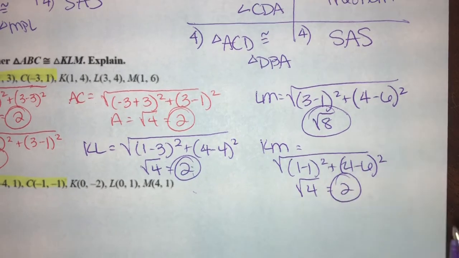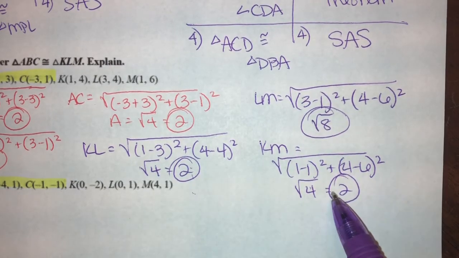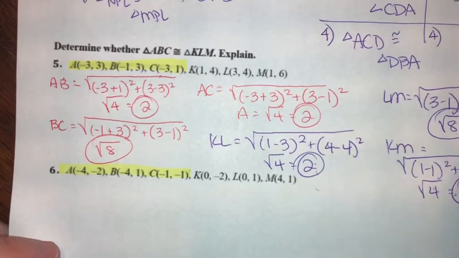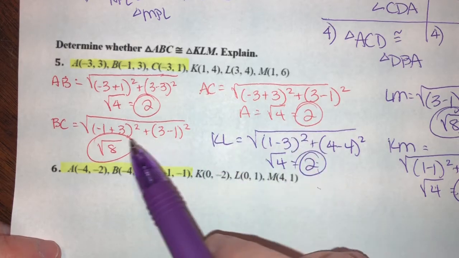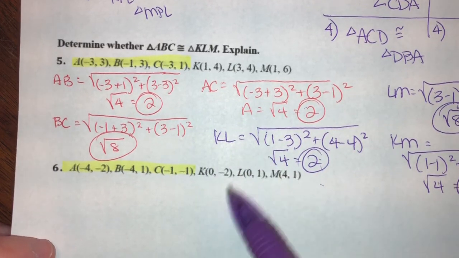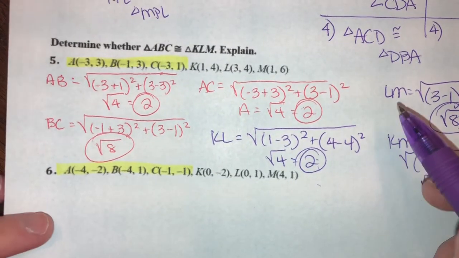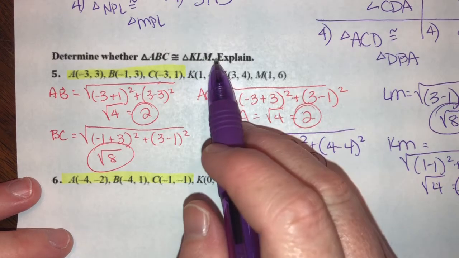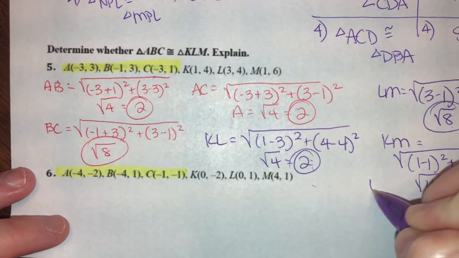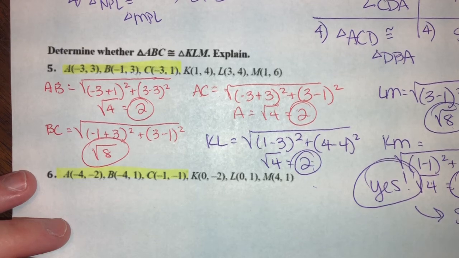So yes, I've got three sides of this triangle. Two of the sides are 2. The third side is square root of 8. I've got three sides of this triangle. Two of the sides are 2. The third one is square root of 8. Doesn't really matter what order they're in, because three sides of one triangle match three sides of another. So determine whether they are congruent. We're just going to say yes because of side, angle, side.